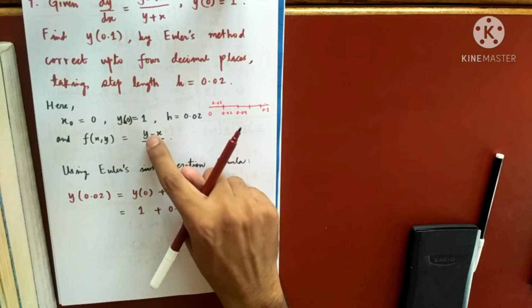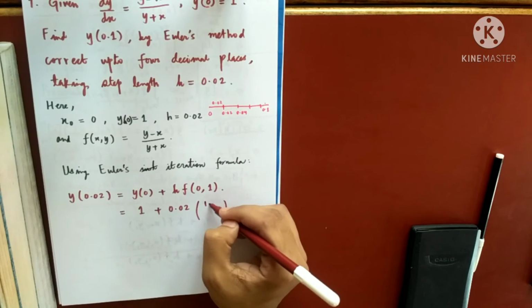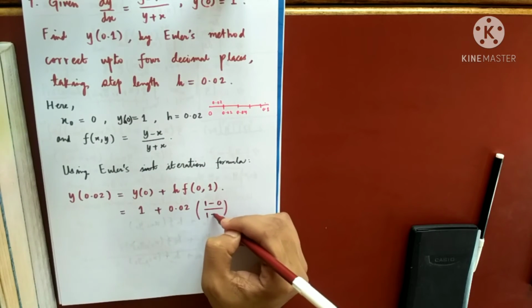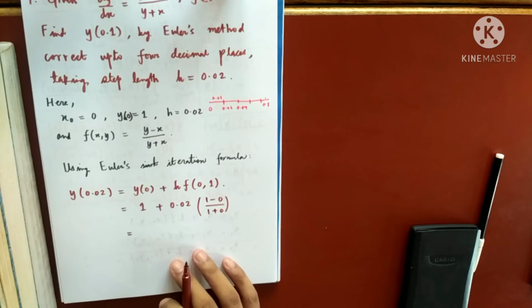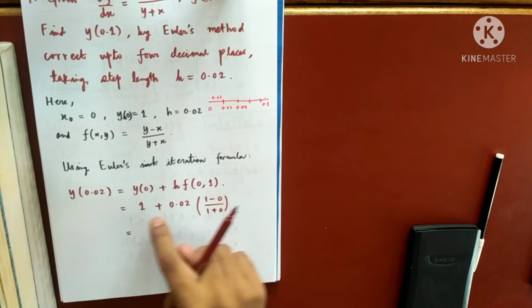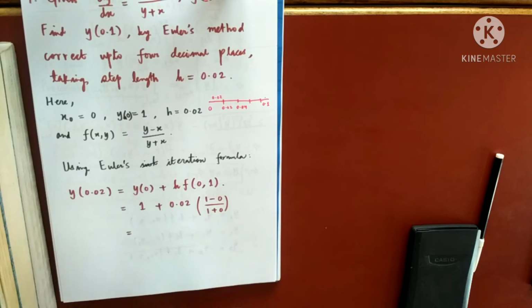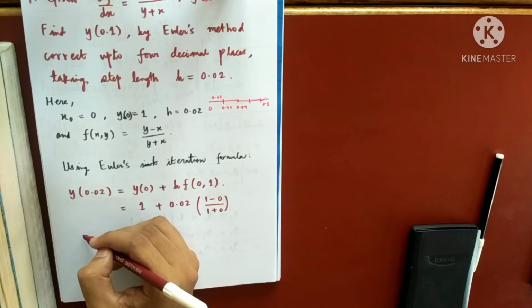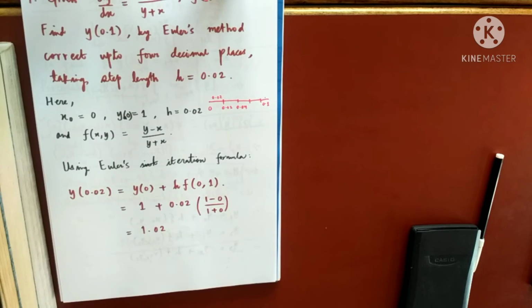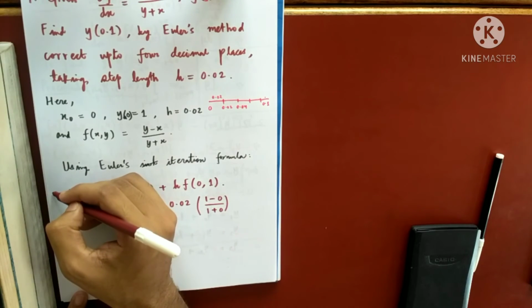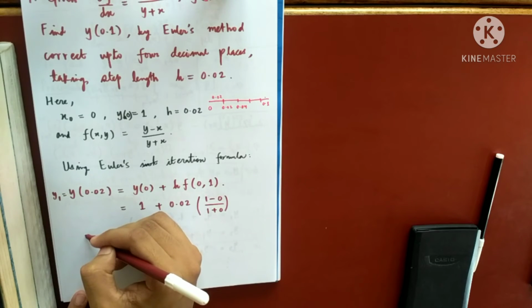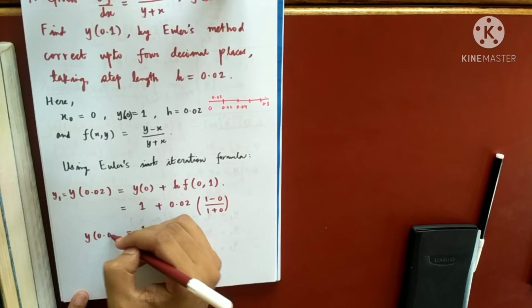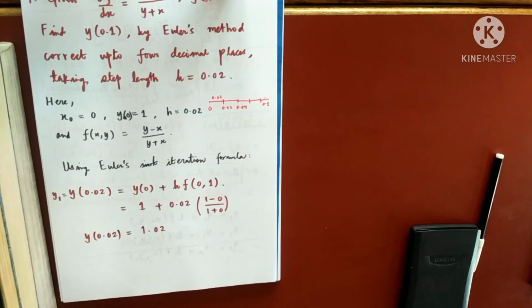Right? That means you put y equals to 1 and x equals to 0. So (1 minus 0) by (1 plus 0). What am I getting? This is nothing but 1, and 1 plus 0.02 into 1. It is 1.02. So this is the value of y1. You can also write y1 here if you want to. But you can write here, this is y at 0.02. So I have reached here.